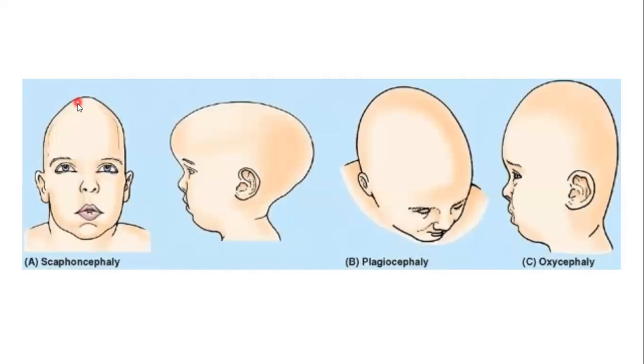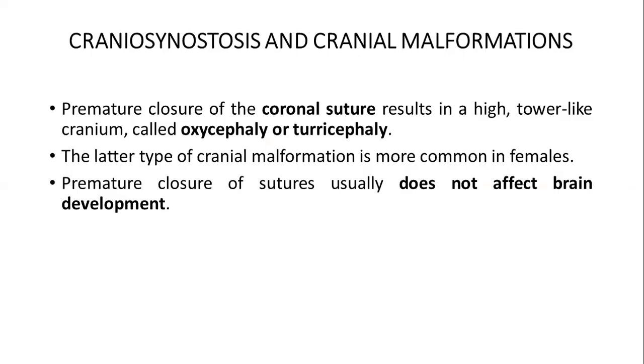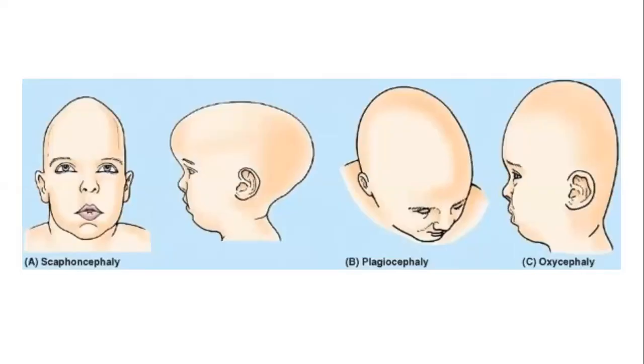This is scaphocephaly, and which suture is closed? Especially the sagittal. Here you can see boat-like. This is scaphocephaly, a boat-like skull. This is plagiocephaly. See? Then the last, oxycephaly. The coronal suture is involved. This is the tower-like skull. You could see in the last, oxycephaly. You see in this picture, oxycephaly, a tower-like skull.